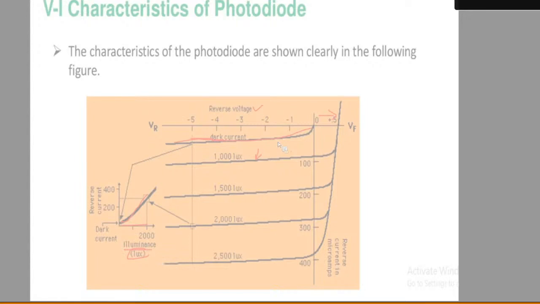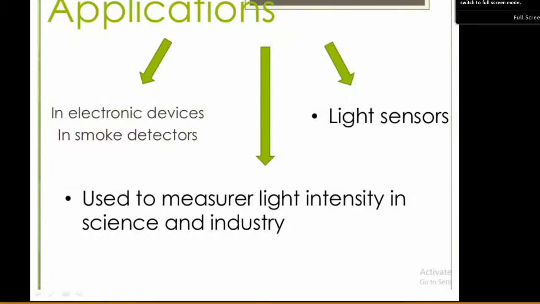The photodiode converts light energy into electrical energy. But in a normal PN junction, there is no light energy. Due to the applied forward bias or reverse bias voltage, the current conduction will take place. In forward bias, the current is due to the diffusion of majority charge carriers. In reverse bias, due to the movement of minority charge carriers, a small reverse saturation current takes place.